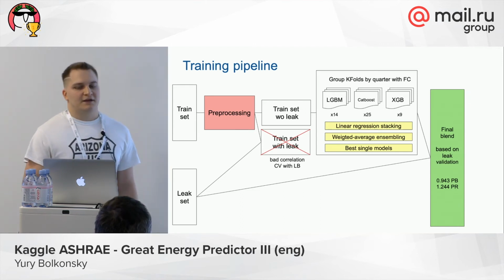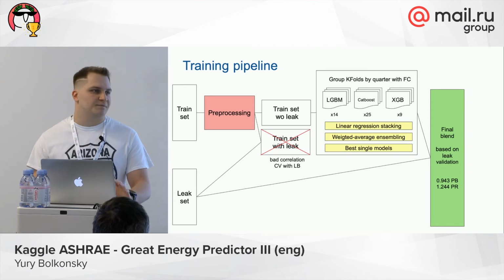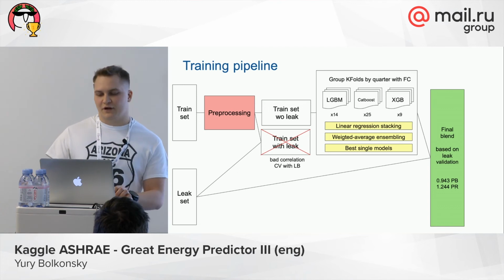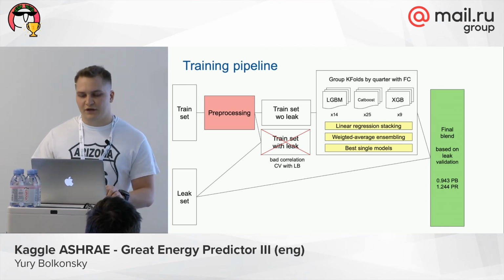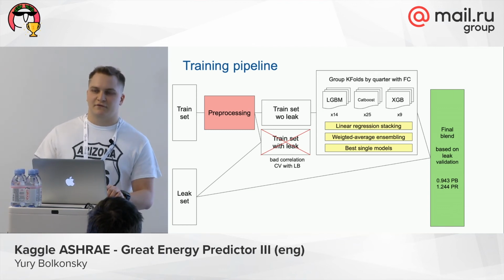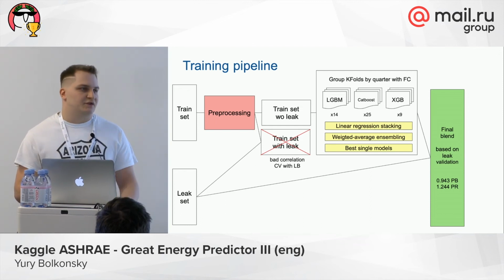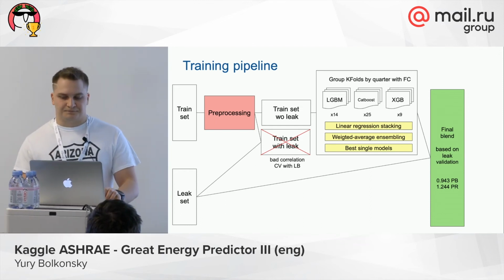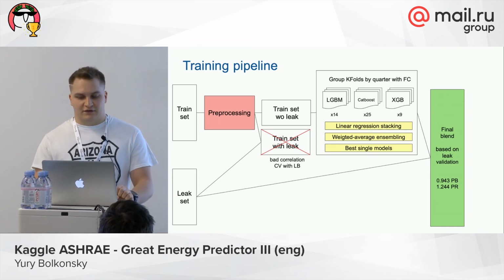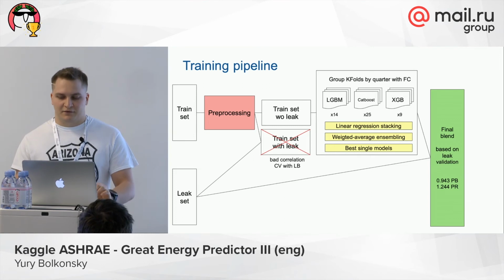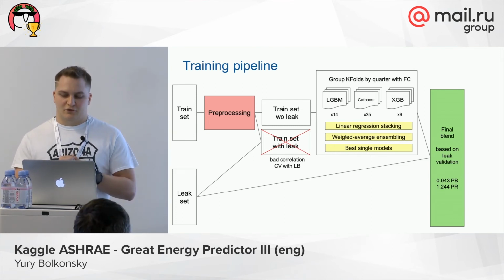After that, we made the final blend using the leak. We made predictions for all our models on the leak and found the parameters which give us a better score on the leak. For example, if we have 4 predictions, and we know that if we take weights like 0.5, 0.25, 0.125, and so on, we will get the best score. So we used these parameters for the final prediction for the test in the private set. This strategy gave us 0.9043 on public and 1.244 on the private set.